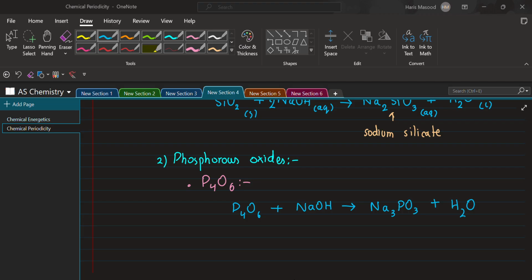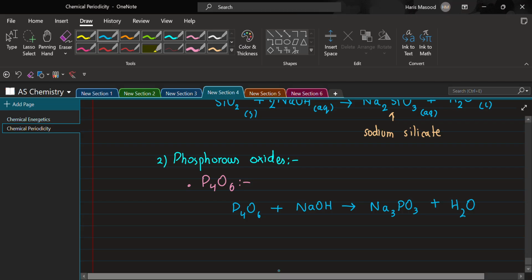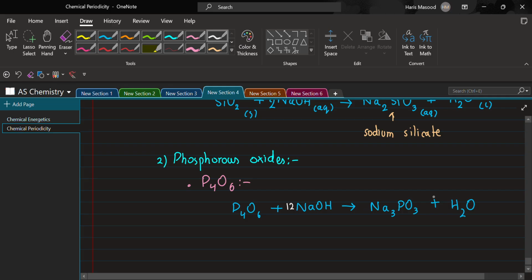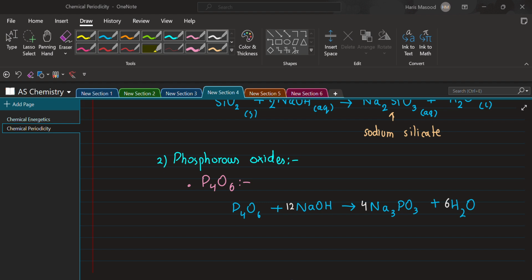And for the balancing, it will be 12, then you have 4, then you have 6. It's better to memorize the balancing because in the paper you won't have much extra time to balance these equations. You should practice them enough so that you remember the balancings as well. It will save a lot of time while solving the questions.